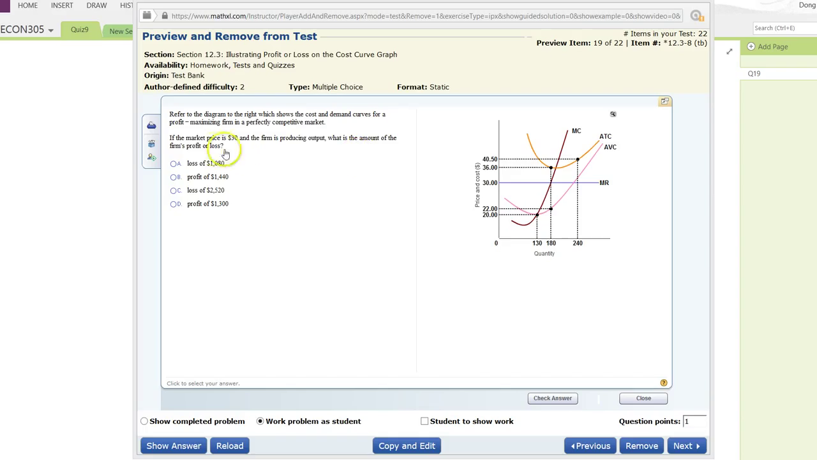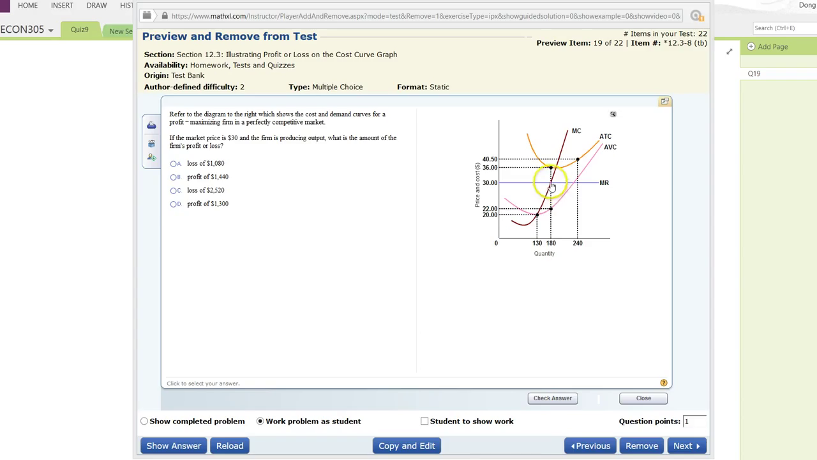To determine the profit or loss, we just need to subtract the total cost from the revenue. That's the profit or loss. Here we are also given the ATC, that's the average total cost curve. Average total cost is simply the total cost divided by the output. So once we know the average total cost, we can just multiply by the output to get the total cost.